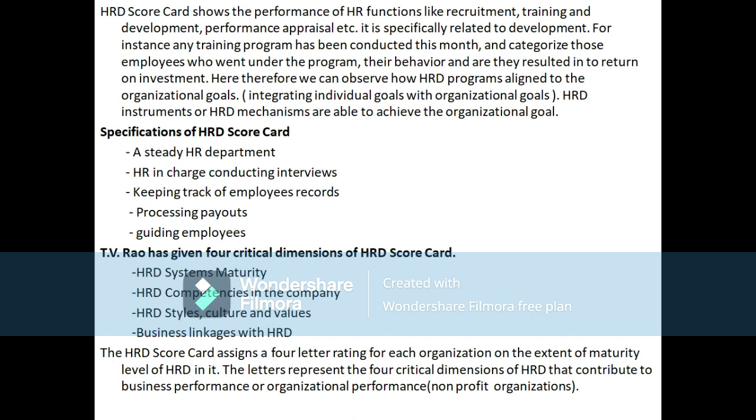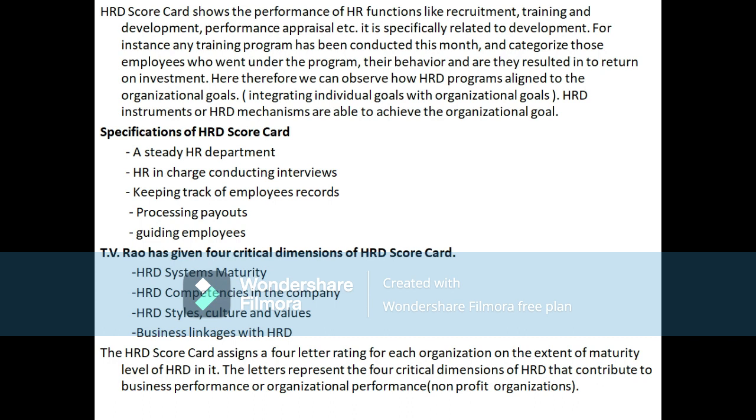Next, TV Rao has given 4 critical dimensions of the HRD scorecard. So what are those 4 dimensions? HRD systems and maturity, HRD competencies in the company, HRD styles, cultures and values, and business linkages with HRD. These are the 4 dimensions that were given by TV Rao. The whole HRD scorecard concept depends upon these 4 dimensions only. The whole book is on these 4 dimensions only.